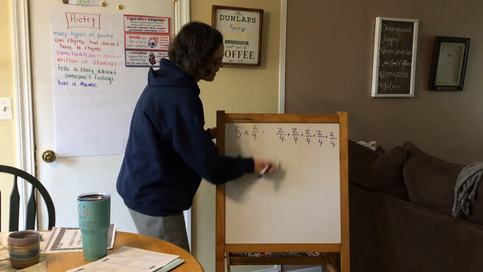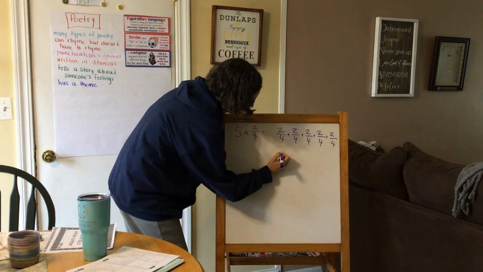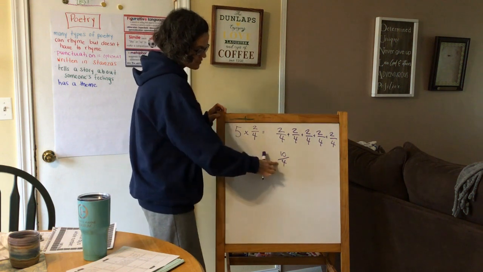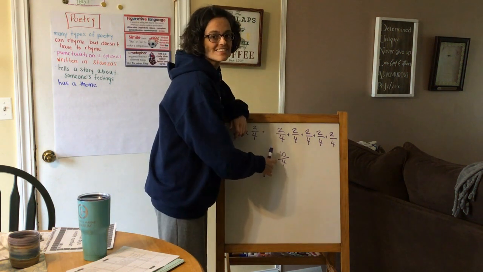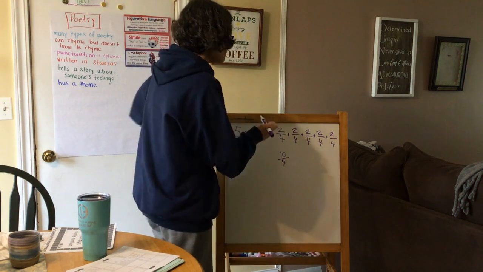All right, so let's count that. 2, 4, 6, 8, 10. So I have 10 fourths. So if I multiply 5 groups of 2/4, I'm going to end up with 10 fourths. But this is an improper fraction, so I have to pull out my whole numbers and find my mixed number.